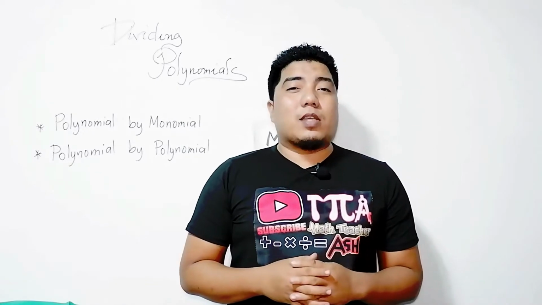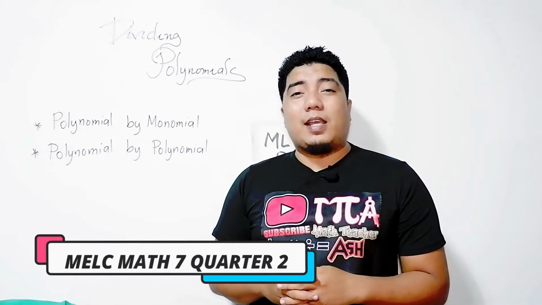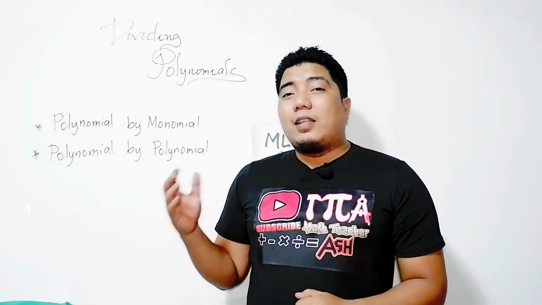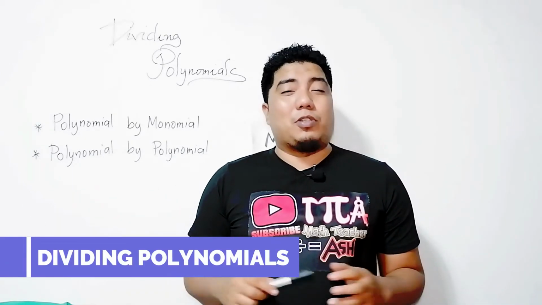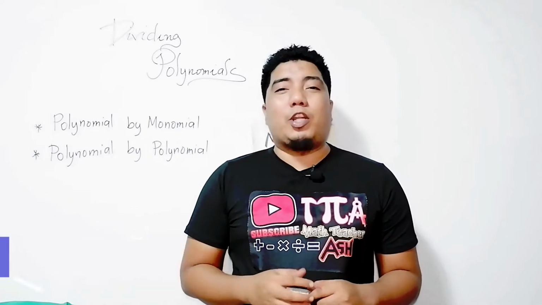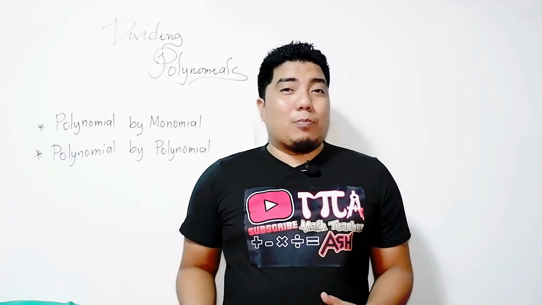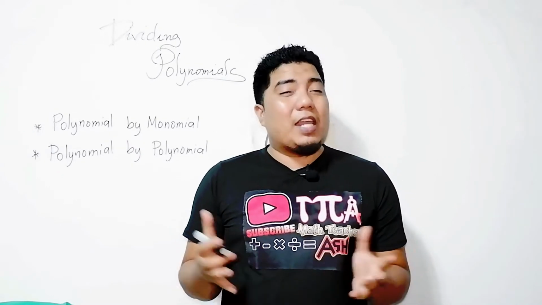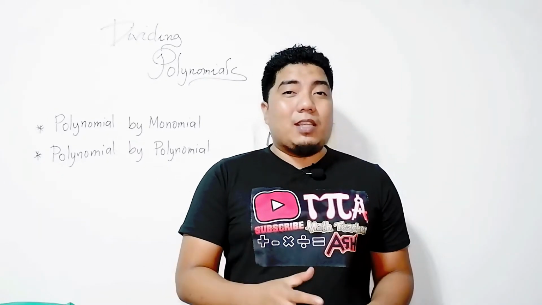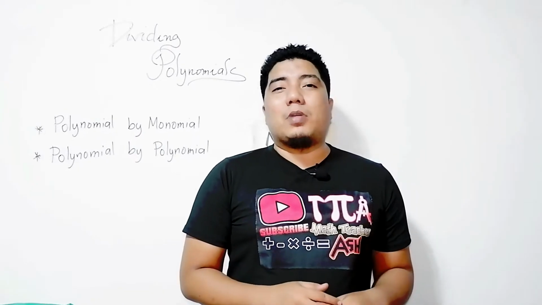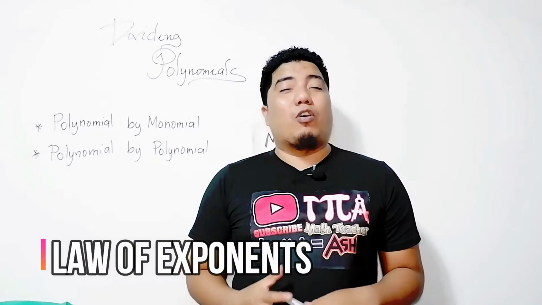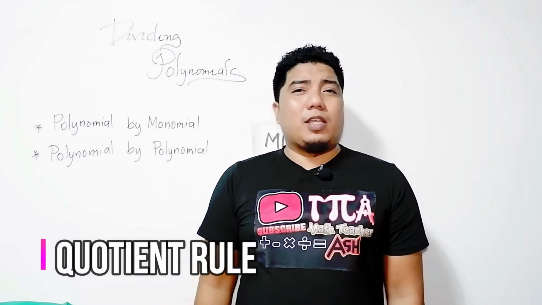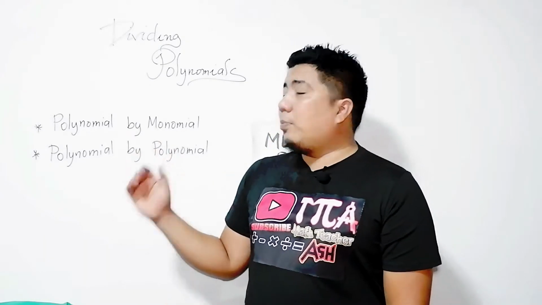Today, we're going to discuss the most essential learning competency-based lesson for Quarter 2 of the Grade 7 Mathematics, which is all about dividing polynomials. The question is, how do we divide polynomials? Now, in dividing polynomials, the things that we need for this to be understood easily and efficiently are the things we need in multiplying polynomials. We need to have a background in the law of exponents, especially the quotient rule. So, the question is, how do we divide polynomials?